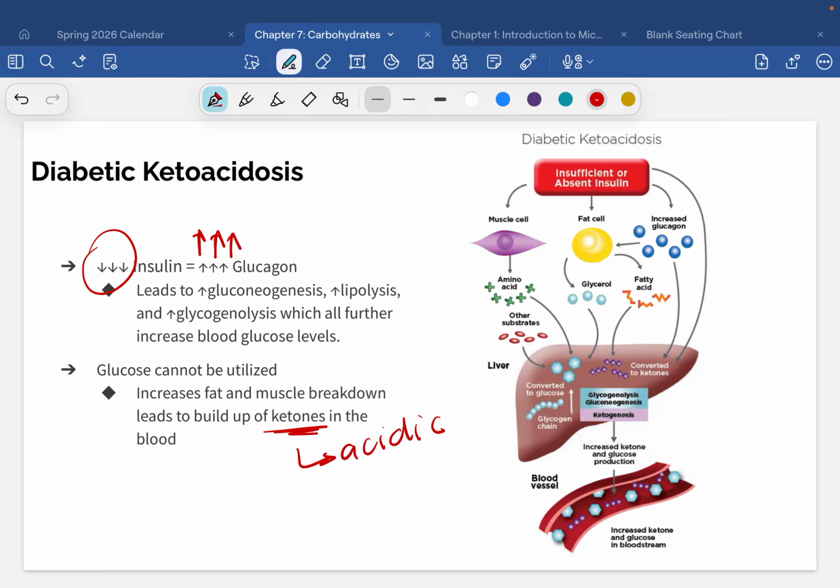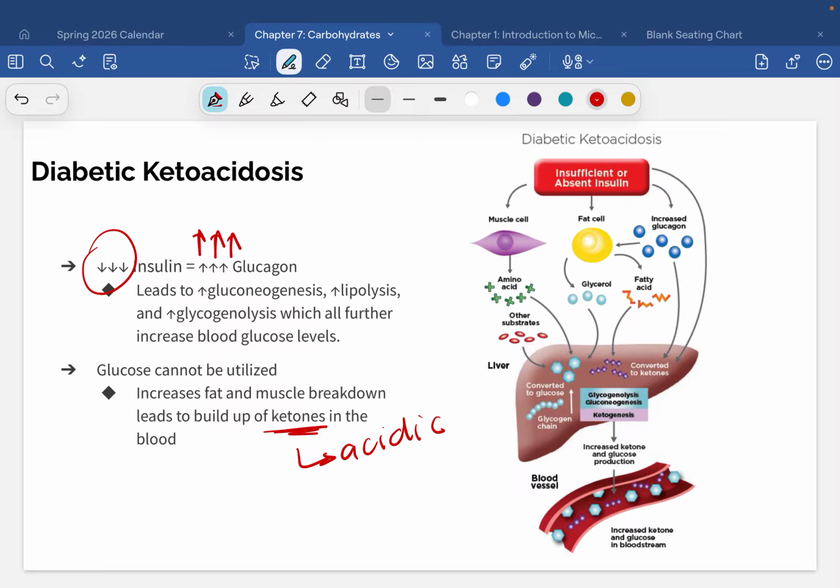So this person is continuously starving for days and weeks. Eventually, all of their muscles are going to start to get broken down, and the breakdown of muscle leads to the buildup of ketones. Ketones are acidic. Blood is not supposed to be acidic. Ketones are bad for the blood. And so the buildup of ketones causes the coma.